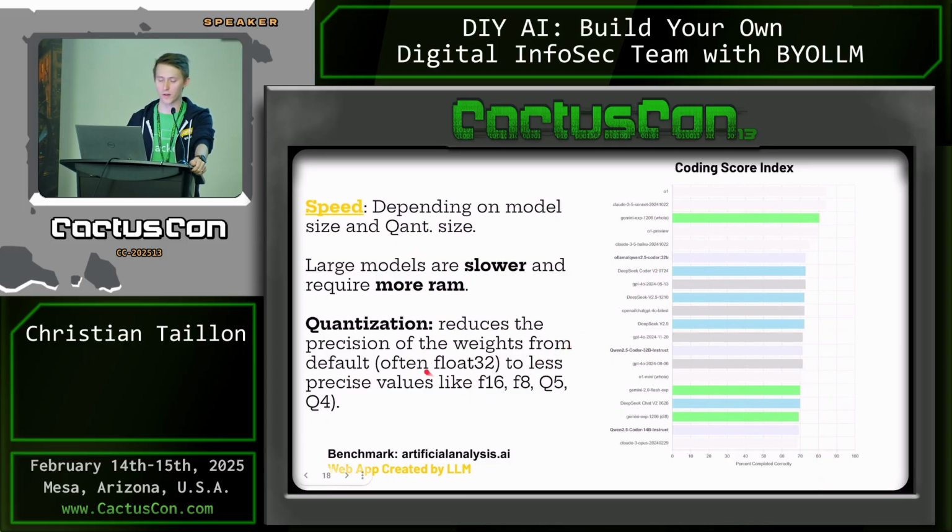But there's also quantization. Larger models are obviously slower and require more resources. Quantization is a way of reducing the length of the values. If you think about floating points or decimal points, a lot of these things use floating point 32. So 32 values, very precise, 32 numbers after the decimal point.